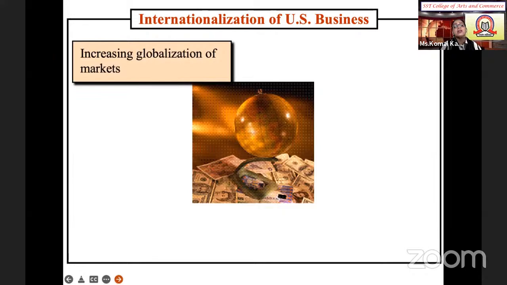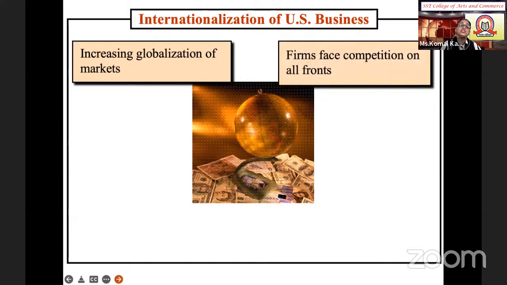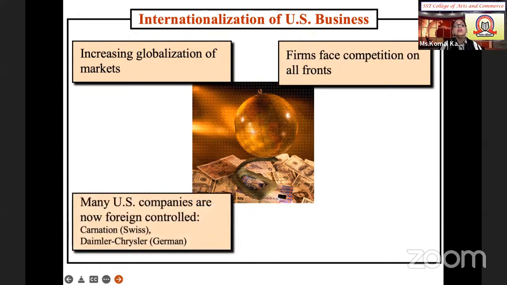Increasing globalization of markets. Now, nobody is moving on local. We think local, we move local, but we think global. That's why increasing globalization of markets. Firms face competition on all fronts. As we all are aware, if any industry from India wishes to move for international marketing, they have to face three types of competition. One is the competitors from their own country, that is India. Second, competitors from the country where they are going to deal in, that is the country where they wish to sell their products, and third, the rest of the nations who are already the giant global competitors.